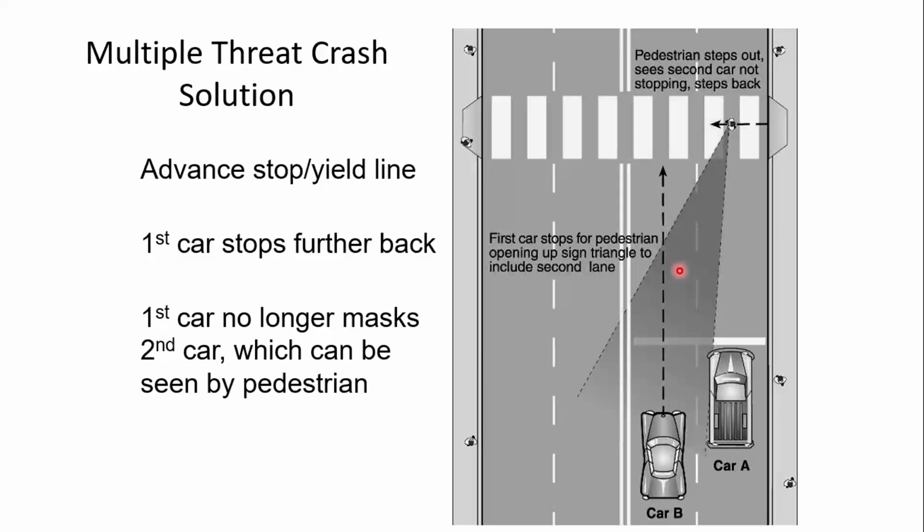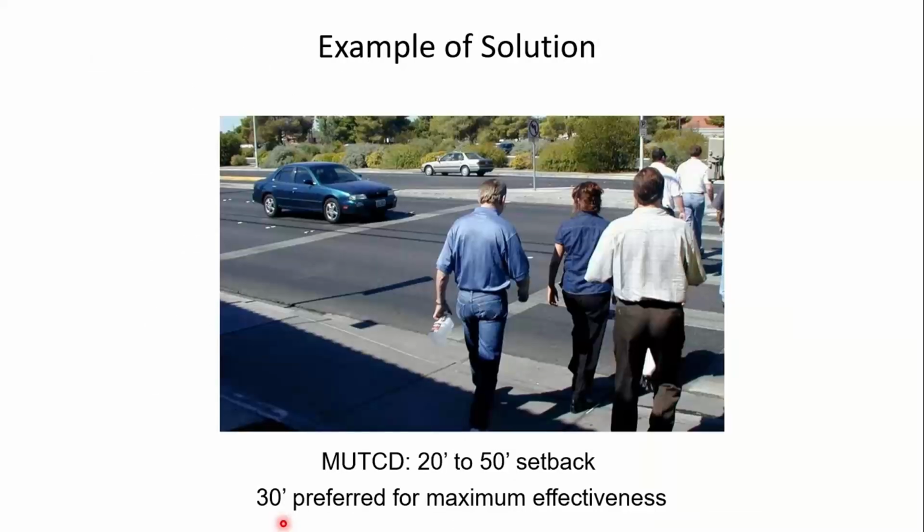And what we're talking about with the use of the stop or yield line is to put that stop or yield line back some distance, we'll talk about that shortly, from the crosswalk. So now when vehicle B is stopped here, driver B can still see the pedestrian, and the pedestrian has better visibility of the oncoming vehicle. Here's an example. The MUTCD, I think, gives a range of 20 to 50-foot setback from the crosswalk. Many agencies I'm familiar with use 30 feet. So I'd probably go along with that and maybe recommend a 30-foot setback from the crosswalk.